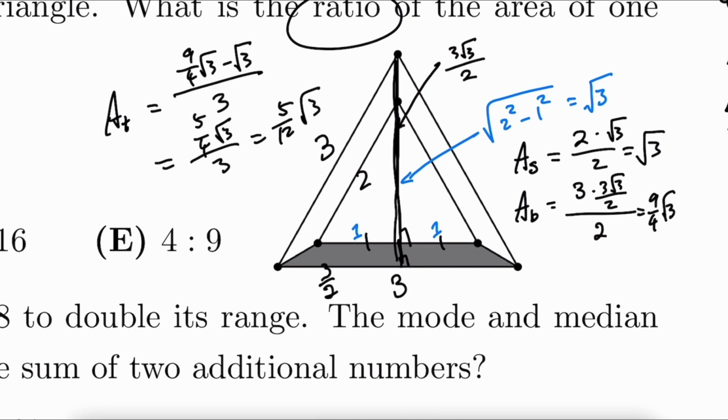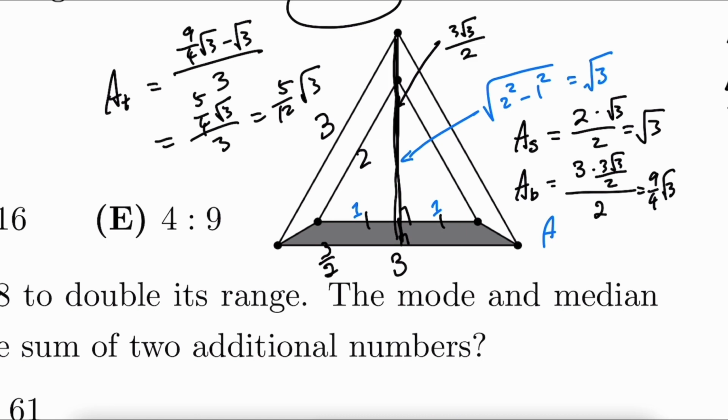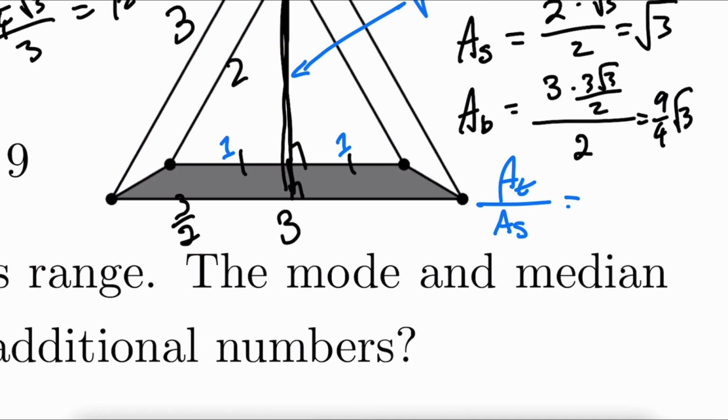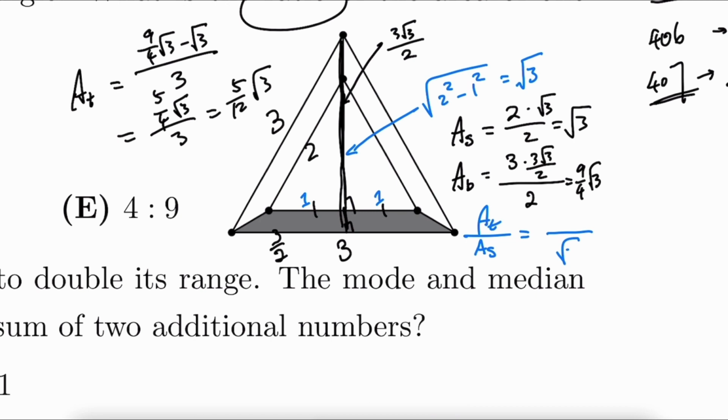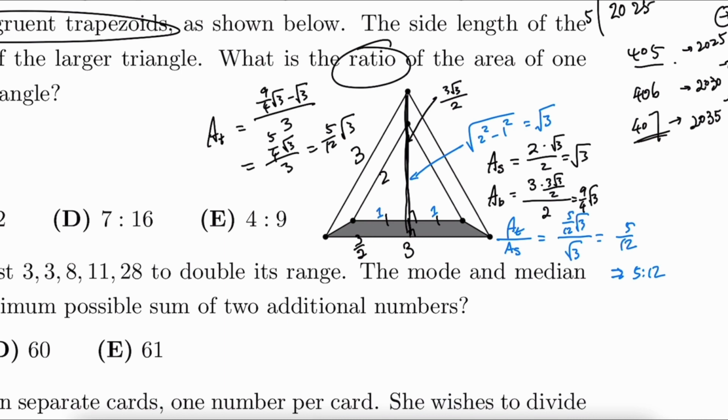This means that the ratio of the trapezoid to the smaller triangle is going to be 5/12 square root of 3 over this square root of 3. And that just simplifies to 5 over 12, which is a 5 to 12 ratio. So our final answer for this problem is going to be C.